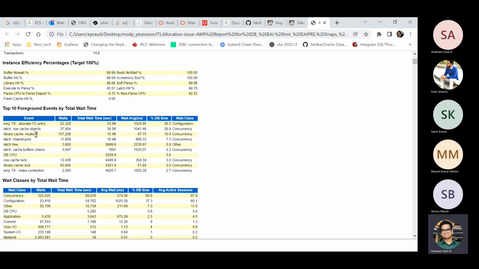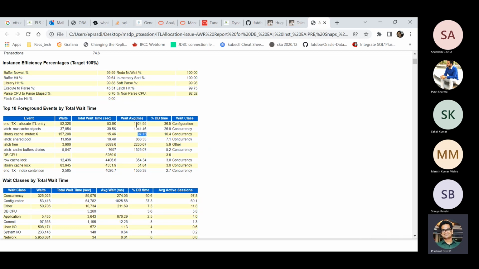Mutex X. Okay. By the way, you should never decide on the basis of the number of waits. You should always decide on the basis of wait average ms. Though it seems like the sessions go through a lot of library cache mutex X wait events, 157208 times during those 15 minutes the database sessions go through this particular wait, and on average they spend 97.75 ms each time they wait, right?